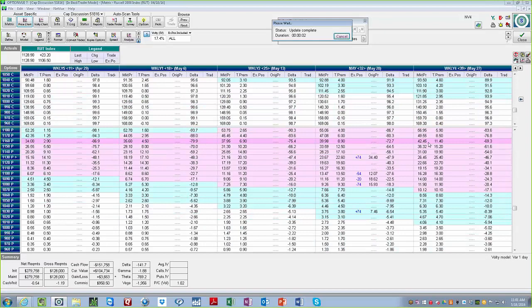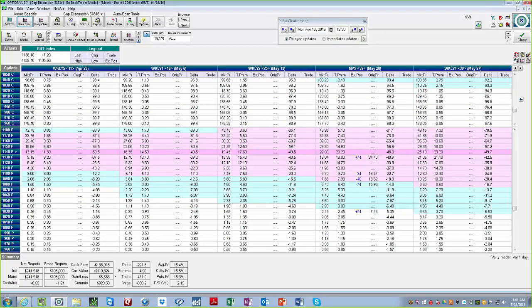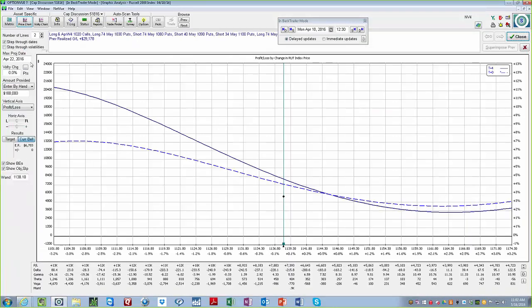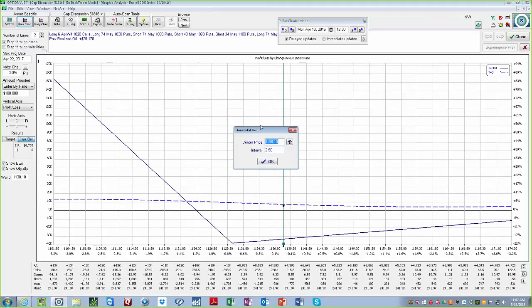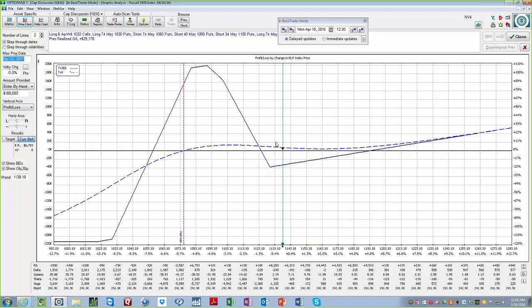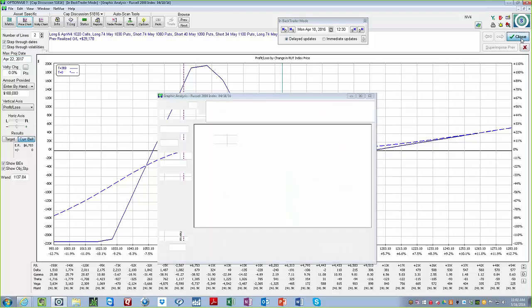And again, we're still just checking for those same parameters. Nothing strange, nothing different. So now let's see what's happening here. Let's check our graph. So we're outside of the tent, okay, and we're not that far up from our longs, and we've got a delta of minus 223, vega minus 884.